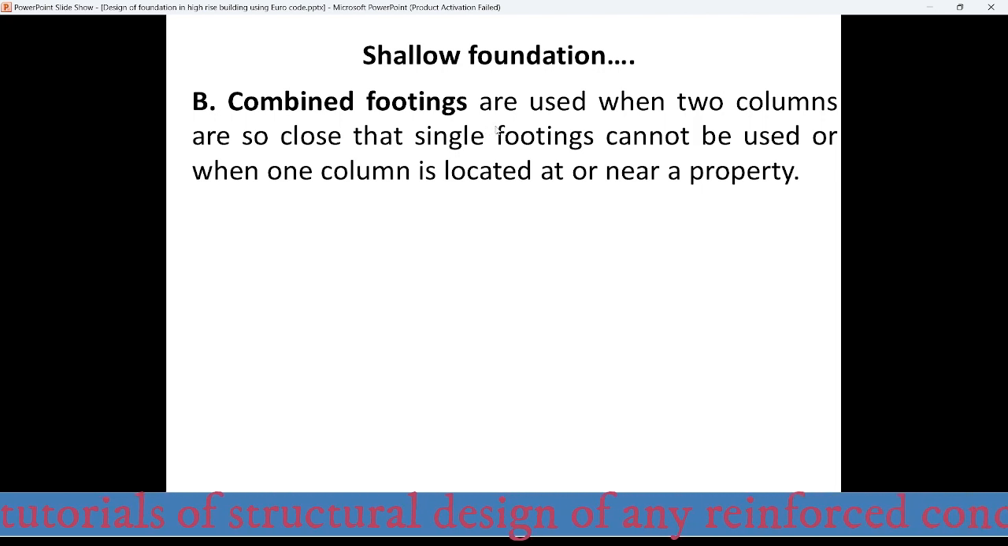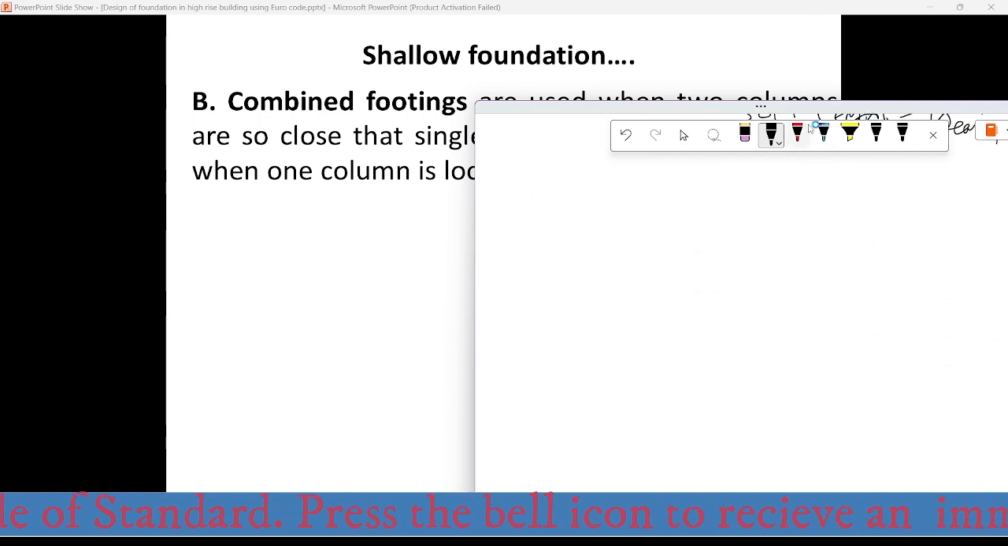And the other type of shallow foundation is the combined footing. Combined footings are used when two columns are so close that a single footing cannot be used, or when one column is located at or near the property line. Meaning, suppose we have a column here and another column here. If we wanted to provide an isolated footing for every column, there may be an overlapping of footing due to the limitation of space.